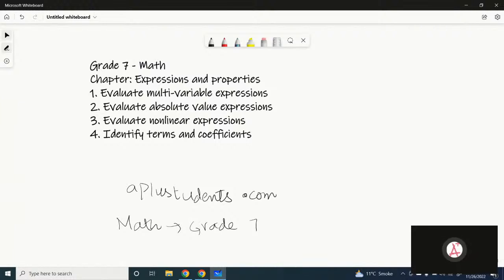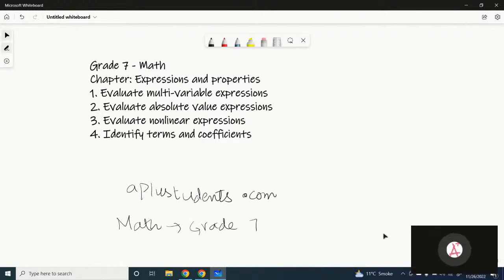There you can find a chapter that is named expressions and properties. So here is the list of the lessons we are going to cover today: evaluate multivariable expressions, evaluate absolute value expressions, evaluate nonlinear expressions, identify terms and coefficients. Got it? Okay, so please make sure before starting the lesson you have your notebook and pencil so that you can note down the important points and examples as well. Got it? Okay, let's start with the first lesson, that is evaluate multivariable expressions.